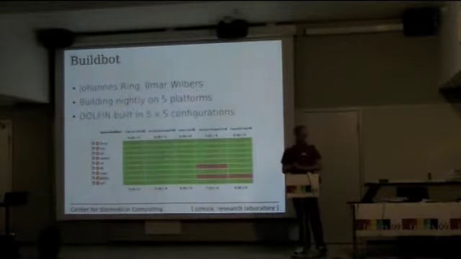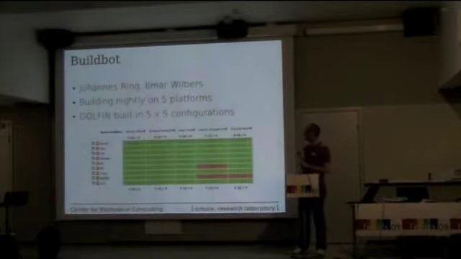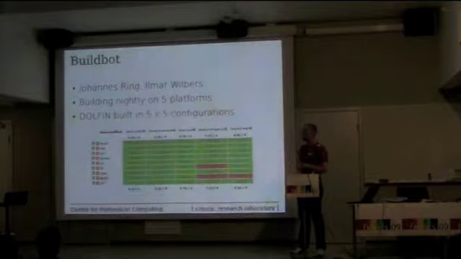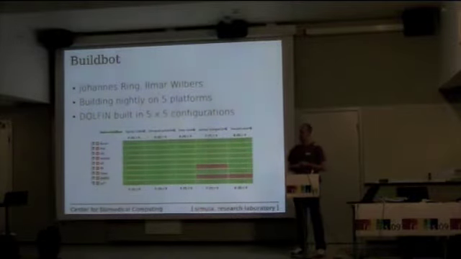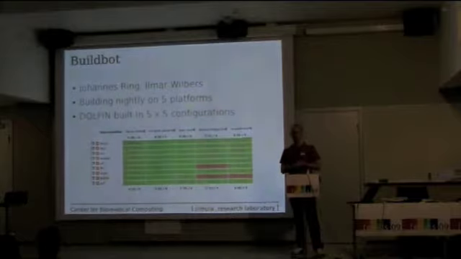We also have the build bot. Johannes, and I guess mainly Ilmar, is maintaining the build bot. So we are now building all the packages on 5 different platforms every night or whenever someone pushes a change set. And Dolphin is actually being built in 5 different configurations, so with and without PETSc, etc. So we are building Dolphin every day in 25 different configurations.